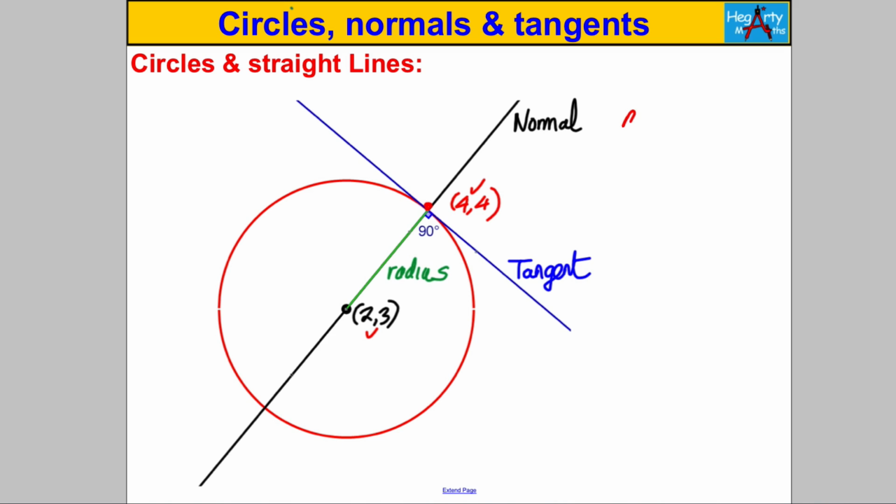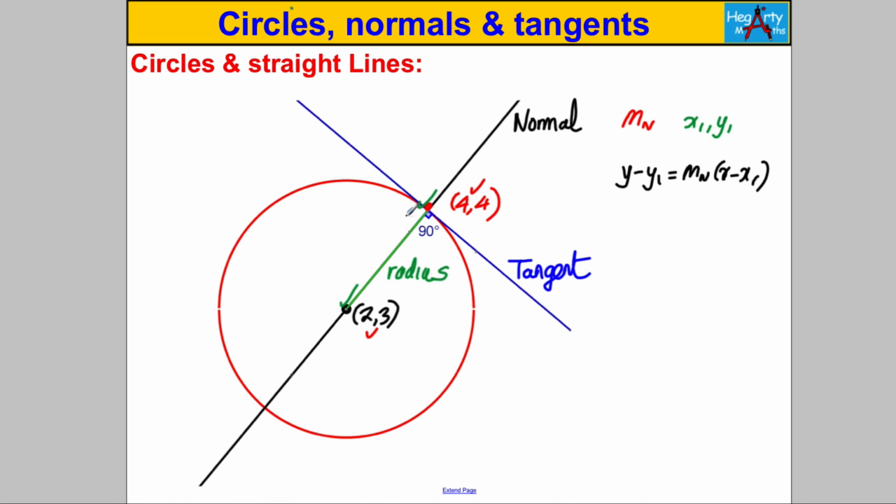Well, you'd need the gradient of the normal, which I'll call m subscript n to stand for gradient of the normal, but you can find that by working out the gradient of the radius, can't you? The line segment, the radius. So you can do it here by working out the difference in y's divided by the difference in x's. And you would also need a point on the normal. Well, you've got 2 points on the normal, one here and one here. And you could plug those in as your x1, y1 into the formula y subtract y1 equals mn, I'm going to call it, x subtract x1. And you'd have your equation of the normal.